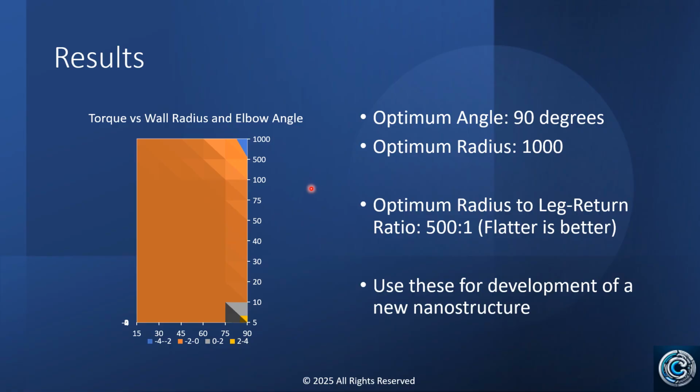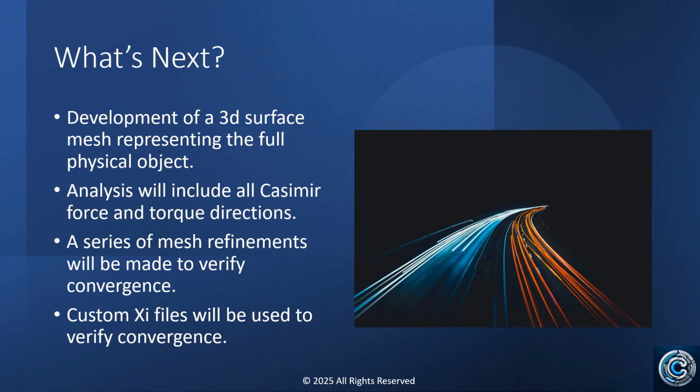So yeah, we're going to use these concepts, the optimum angle and optimum radius, to develop a new nanostructure that will hopefully give us an optimized torque value, at least a decent amount of torque. So what's next is we're going to develop a 3D surface mesh for a physical object. In the analysis, we're going to include all the Casimir forces and torques for all directions.